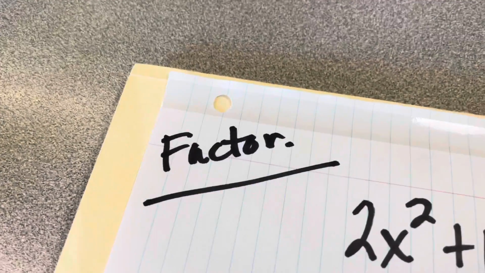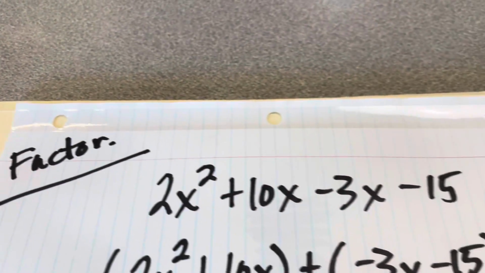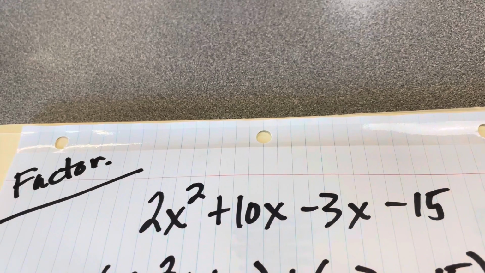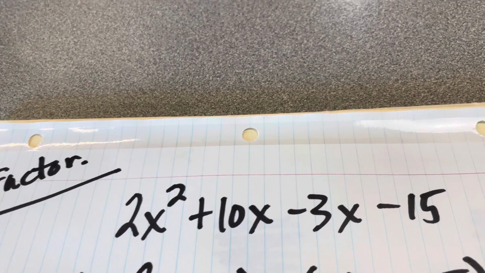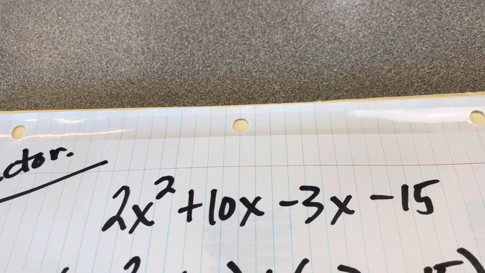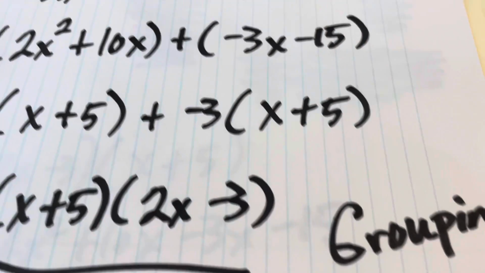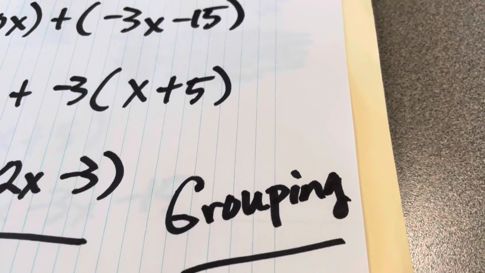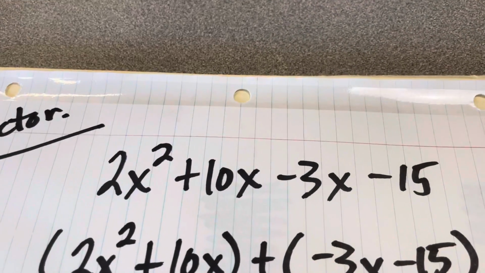Hey, I want to talk to you about factoring, and I want you to notice this problem here has 4 terms: 1, 2, 3, 4. So when you're factoring something that has 4 terms, you should automatically be thinking about the grouping method.